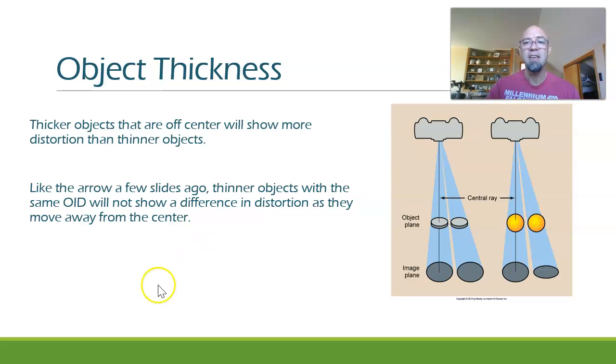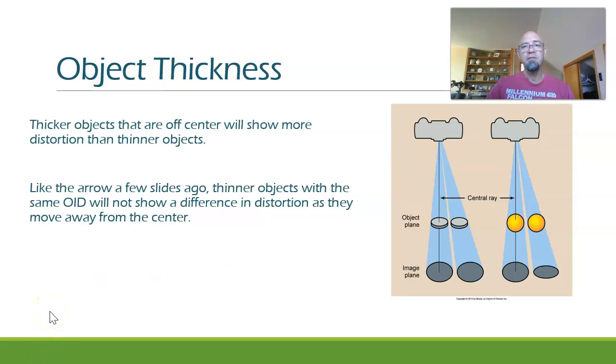If you have a thin object that has the same OID, then you're really not going to see any change, and you're not going to see any change in the shape here. However, if you have a thick object that is not underneath the center of the X-ray beam, it's out on the periphery, then you are going to notice that it does become distorted a little bit due to the X-ray beam in the thickness of the object you're x-raying. So object thickness can affect distortion when it's on the periphery of the image plate.